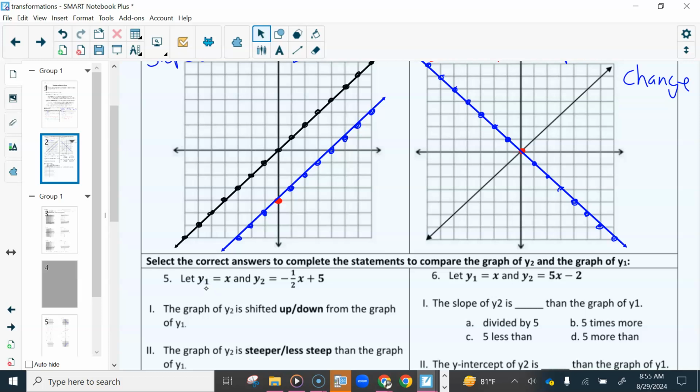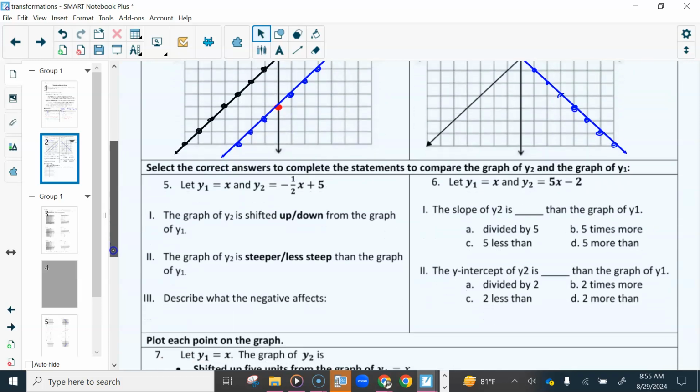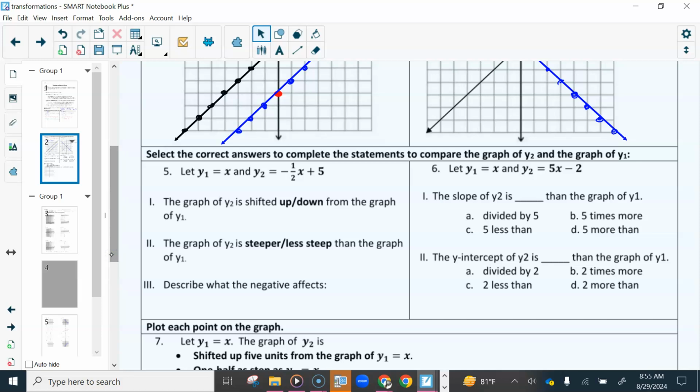Okay. Everything's blue-ish. Do we have any questions so far about describing the transformations and how we're graphing those transformations? You'll have more practice on this in a minute. The next two are multiple choice, kind of, or fill in the blank, whatever.